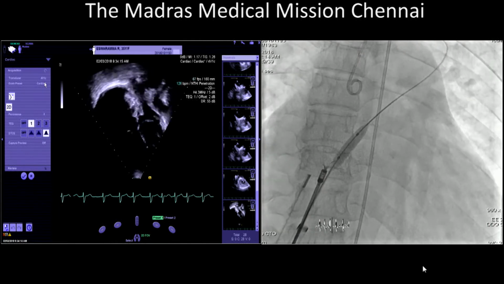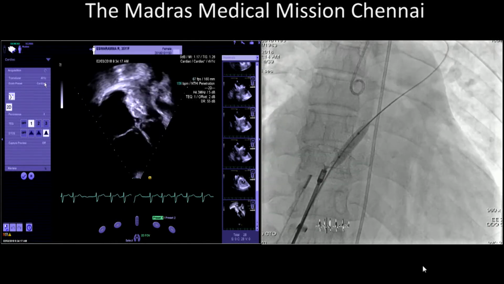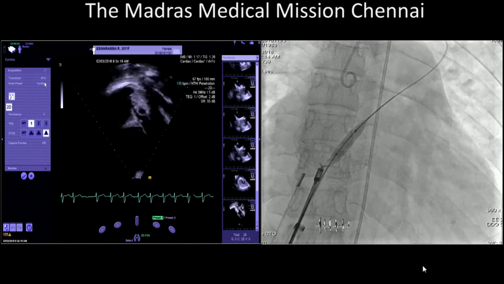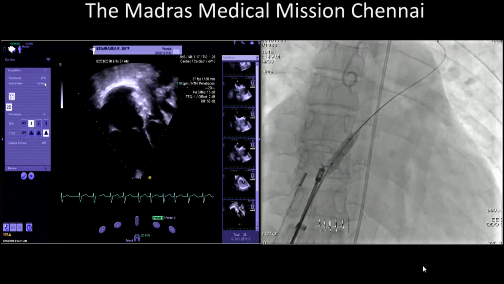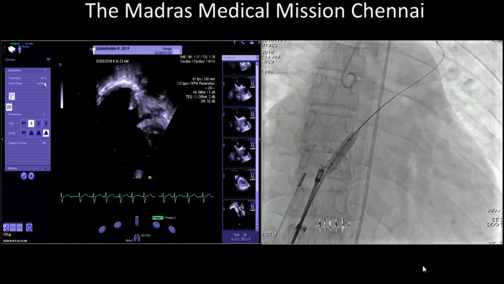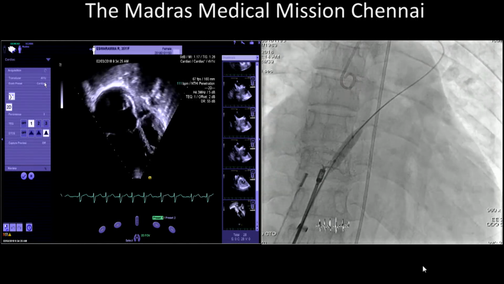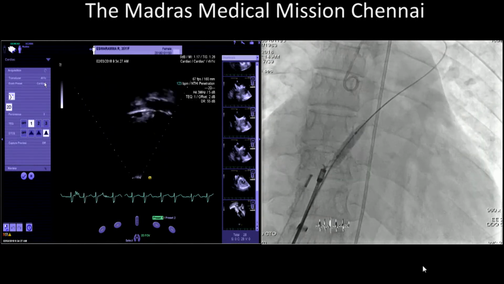There was an elevated right atrial pressure of 14 millimeters prior to the procedure. And right now, I'm going to show you a pulmonary artery pressure. Okay. Put a wire.